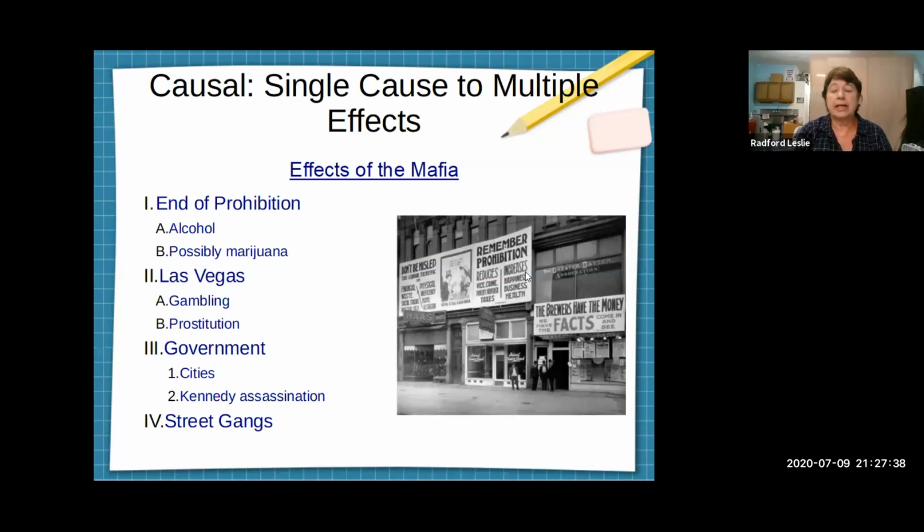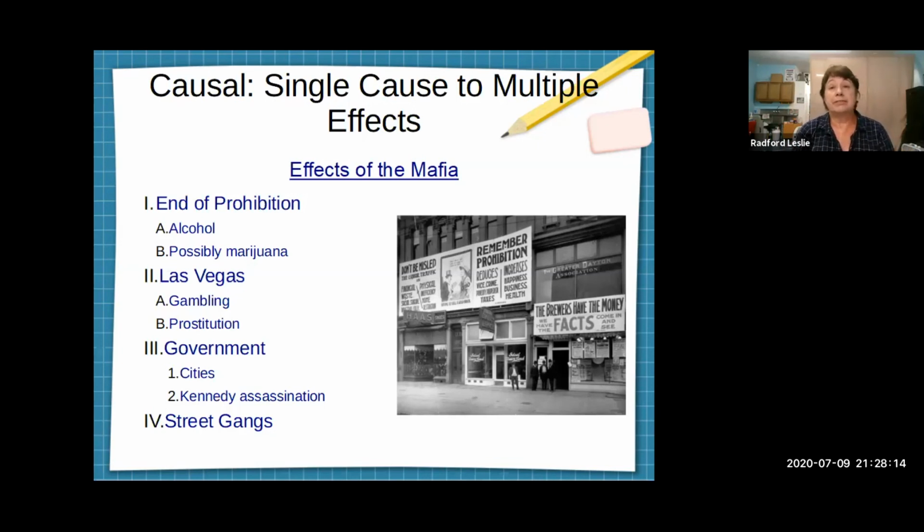We could talk about the end of prohibition, the end of prohibition of alcohol. You could even make a case that the mafia has been enough part of the marijuana trade that to some extent the abolition of marijuana is an attempt to end the mafia too. You can talk about one of the effects of the mafia being Las Vegas, which wouldn't be anything bigger than Palm Desert, except the mafia brought in prostitution and gambling. Okay, so now it's become this big vacation spot.